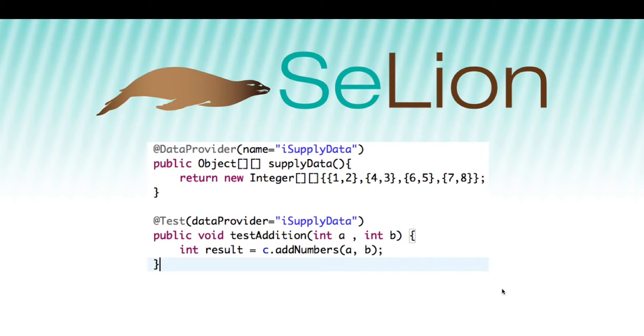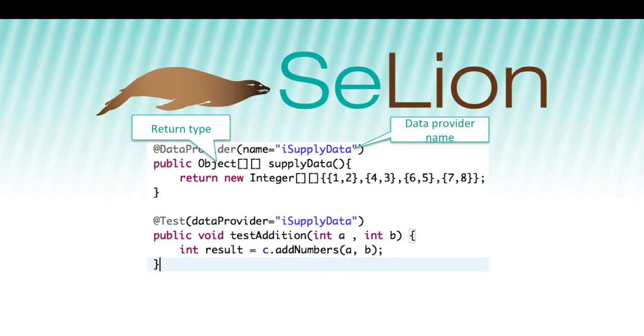So this is my sample. The data provider method is called supplyData, which returns an array of integers. The test method consumes the data provider supplyData. The test method has two parameters. So things to note here are: the data provider should have a meaningful name, and the data provider method should return a two-dimensional object array. In some cases, TestNG also provides the facility to return an iterator containing objects.